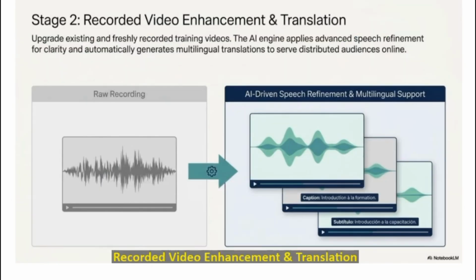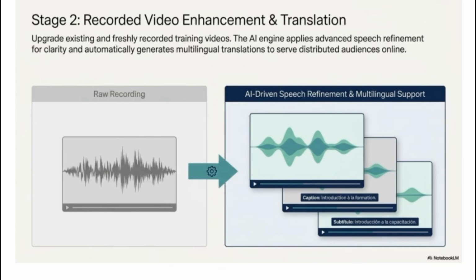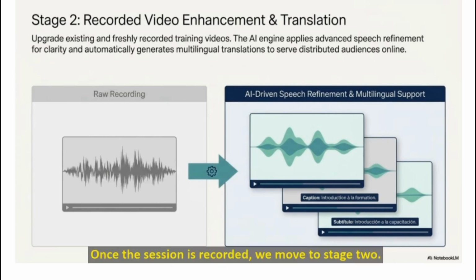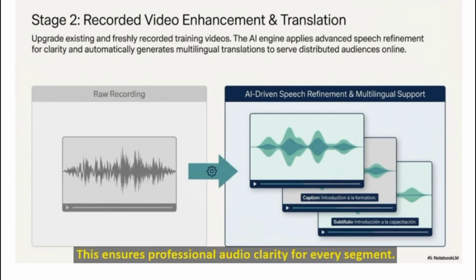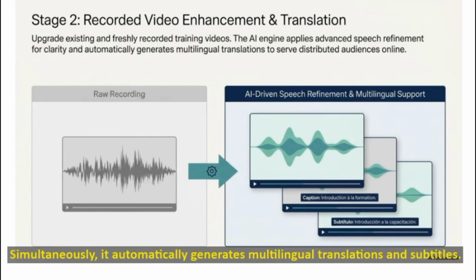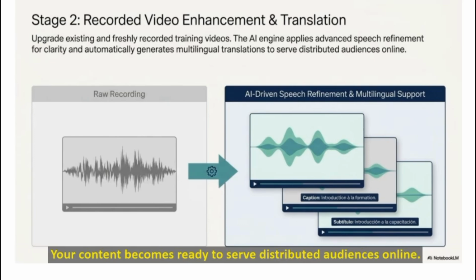Stage 2. Recorded video enhancement and translation. Once the session is recorded, we move to Stage 2. SiSTeCATI upgrades your existing or freshly recorded videos using AI-driven speech refinement to ensure professional audio clarity. Simultaneously, it automatically generates multilingual translations and subtitles, making your content ready to serve distributed audiences online.